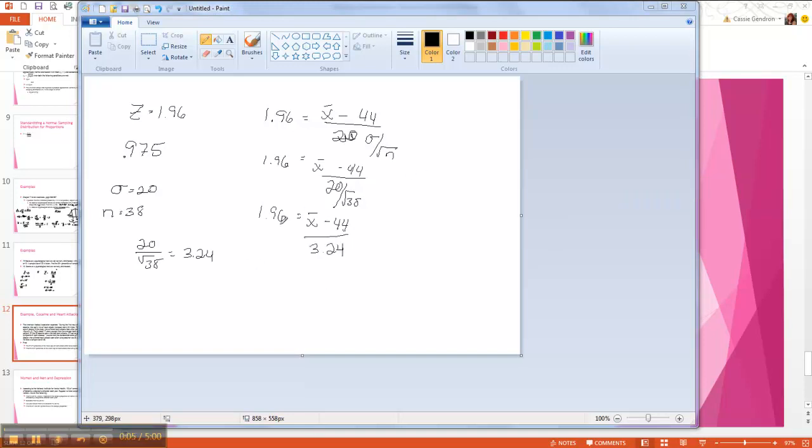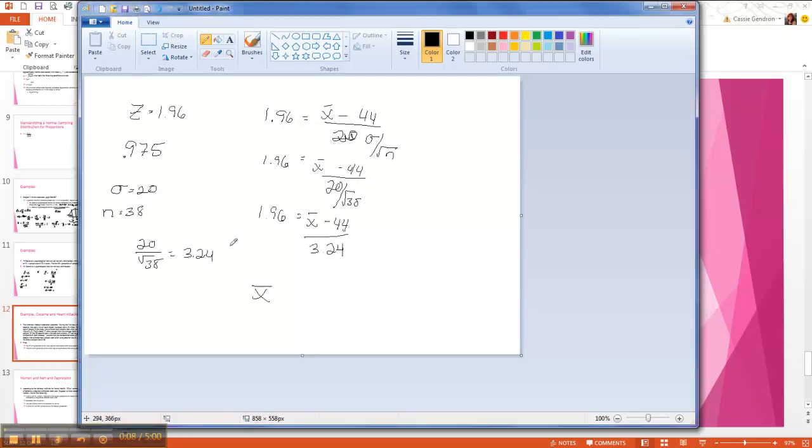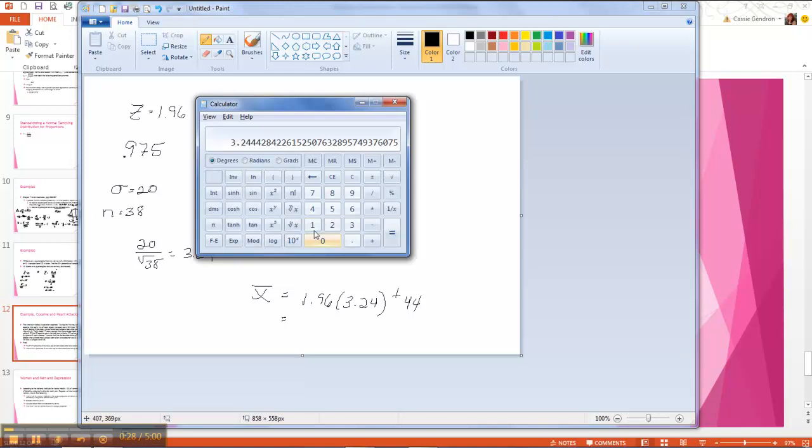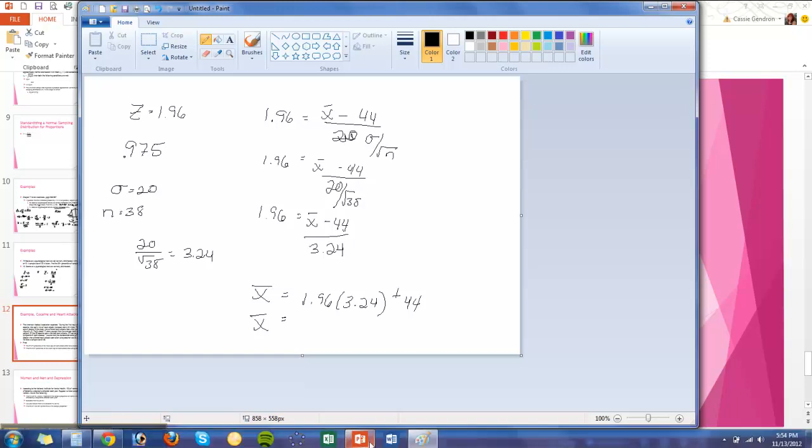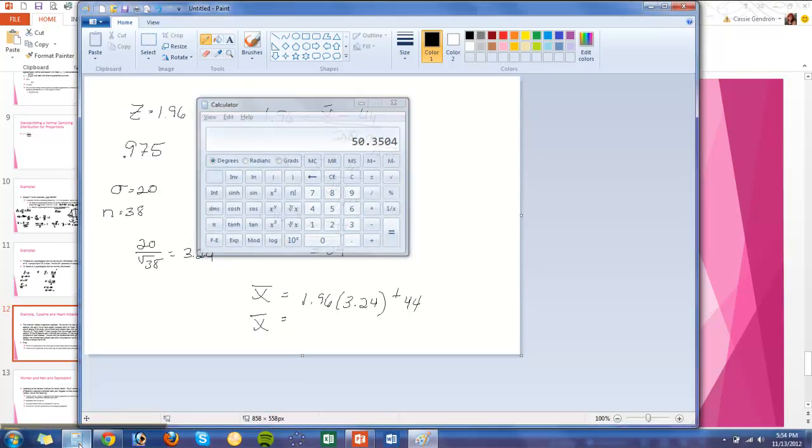In order to solve for our x mean, for the mean that associates with the 97.5th percentile, I need to solve the equation for this guy. And that's going to end up being 1.96 times 3.24 plus 44. Let's plug that into the calculator. So we got 1.96 times 3.24 plus 44, and the sample mean for our 97.5th percentile of the sampling distribution is 50.35.